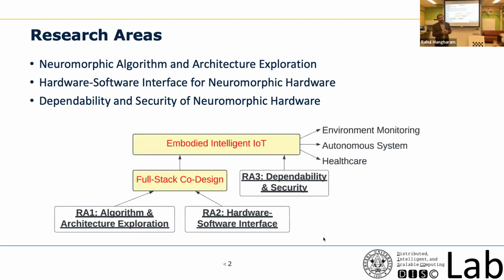Overall, this is a high-level overview of how my different research areas integrate. My goal is to make intelligent IoTs, or Internet of Things, which can be used for environmental monitoring, autonomous systems, or even healthcare. But to do that, we have to do something called full stack co-design. Many of you already know that Internet of Things have different hardware stacks, from sensors to edge to cloud. For each of these stacks, you can do a co-design where you develop the algorithm and the hardware simultaneously, so that every stack is efficient.